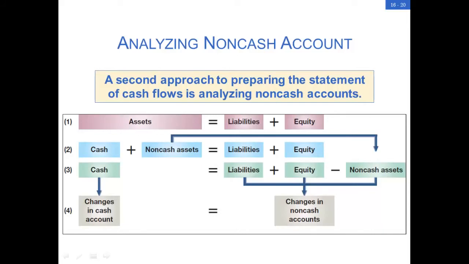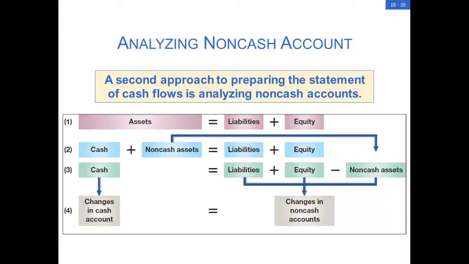The slide here illustrates the accounting equation to show the relation between the cash account and the non-cash balance sheet accounts. This illustration starts with the accounting equation at the top. It is then expanded in line 2 to separate cash from non-cash asset accounts. Line 3 moves non-cash asset accounts to the right-hand side of the equality where they are subtracted. This shows that cash equals the sum of the liability and equity accounts minus the non-cash asset accounts.